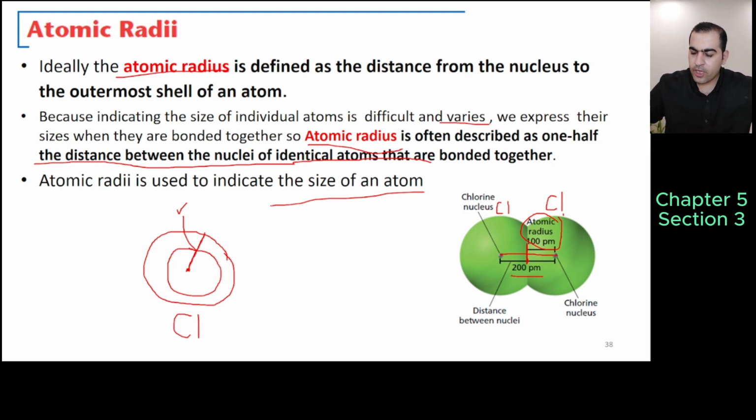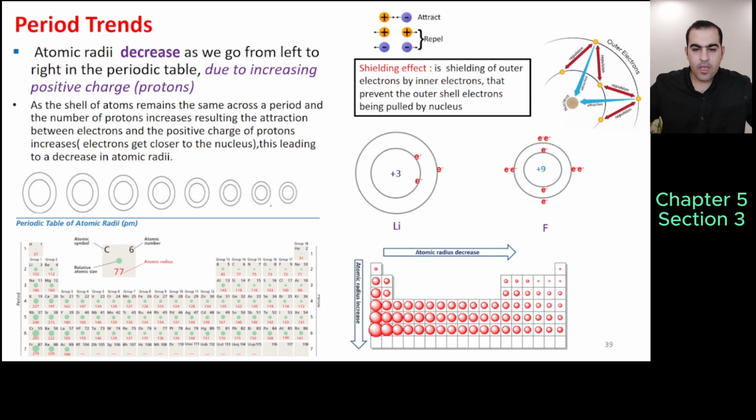Now we're going to talk about how the size of the atoms in the periodic table changes. Period trend. Period trend means as we go from left to right in the periodic table, how does atomic radii change? It says as we go from left to right in the periodic table, atomic radii decreases. What does decrease mean? It means the size of the atoms decreases.